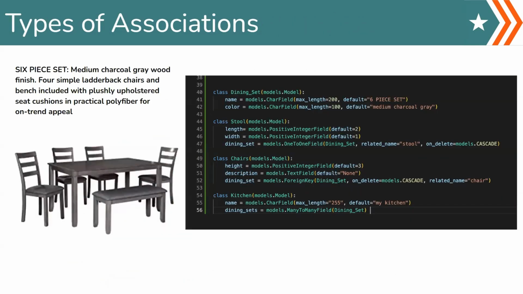Types of associations. Here we see a small example, right? The first class is a dining set. Notice that there is no type of relationship visibly here. So we have our overall dining set.